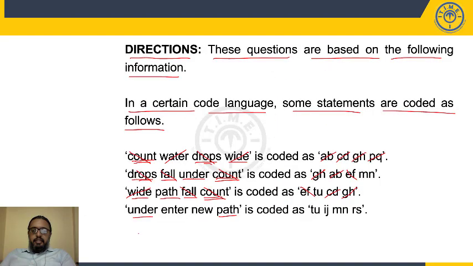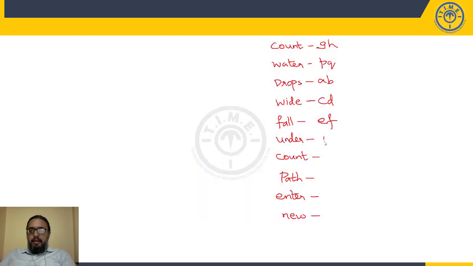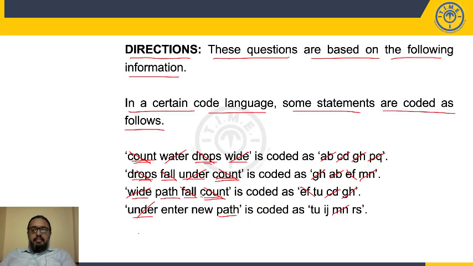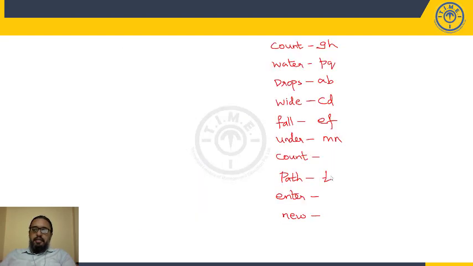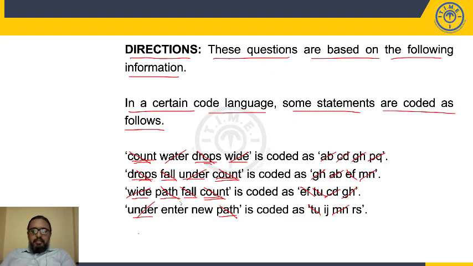Then for under, in the second and the fourth we have MN. So for under, I can take MN. Then path is the only remaining word in the third sentence, and the code you can have for path is TU. Path is also there in the fourth sentence, so you also have TU. So for path, you can take it as TU.